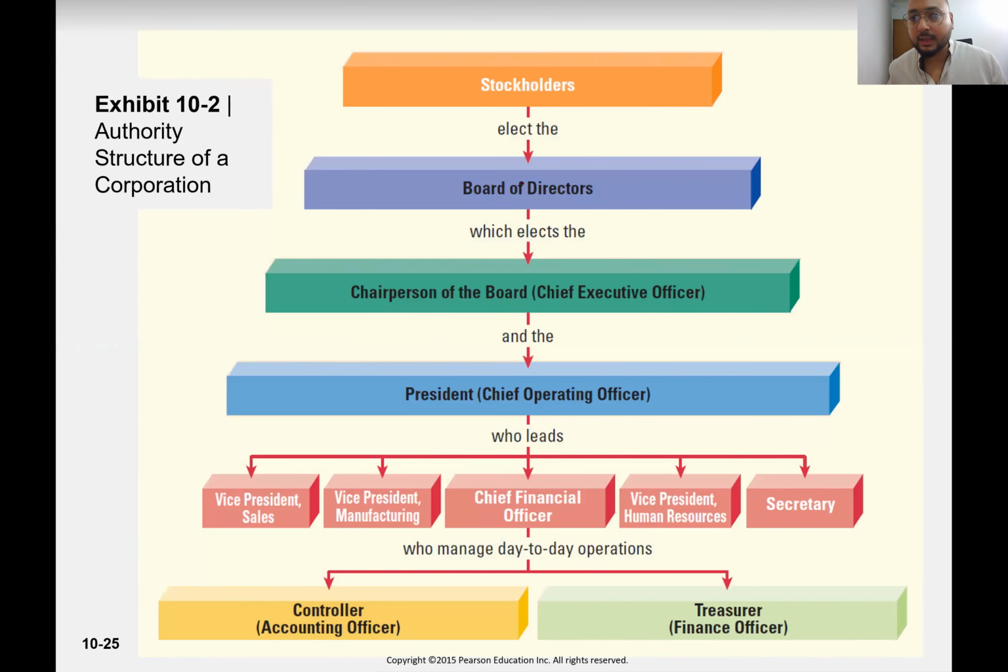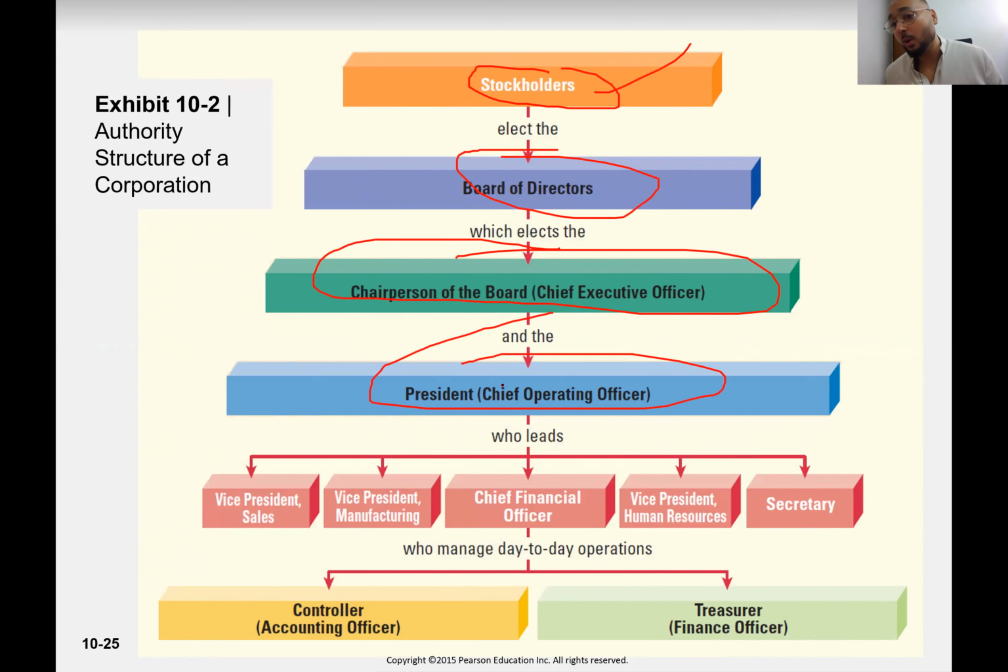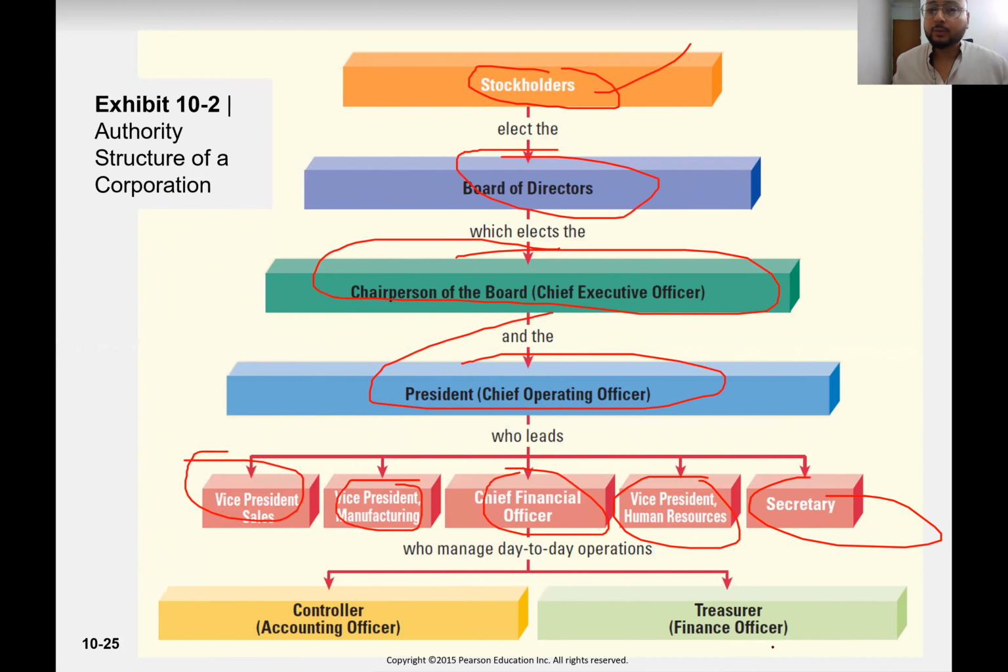So this is the hierarchy. The shareholders are the owners. They elect the board of directors, which elects the CEO, and the CEO appoints the COO, operating officers, who ultimately appoint the heads of marketing, manufacturing, finance, human resources, and secretary, and all of those. You go down different paths. Okay, so the hierarchy is that the owners, the shareholders, elect the board of directors. Every year they hold a meeting.